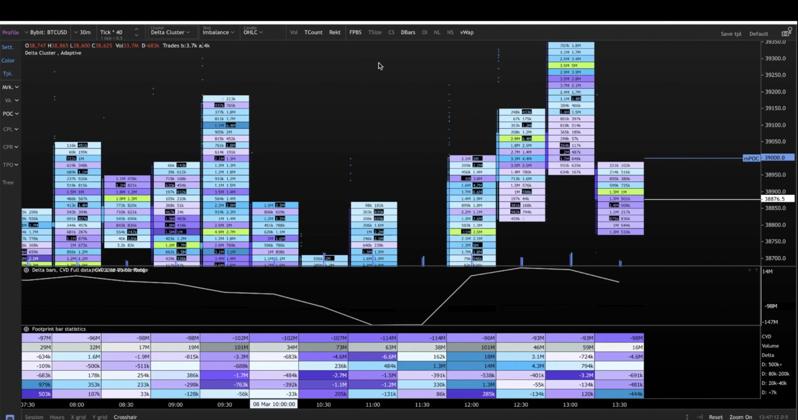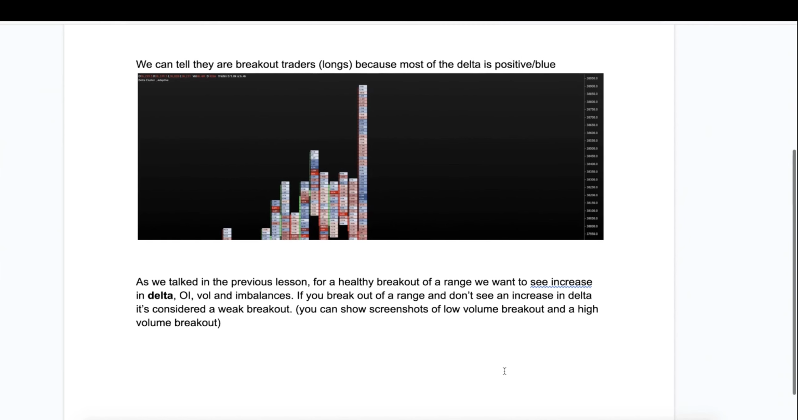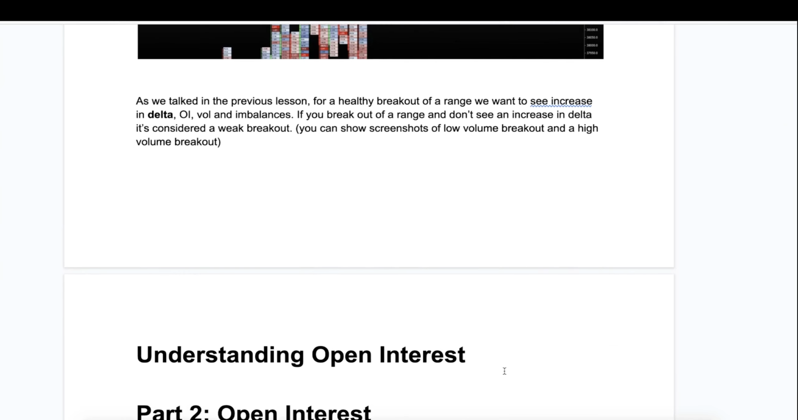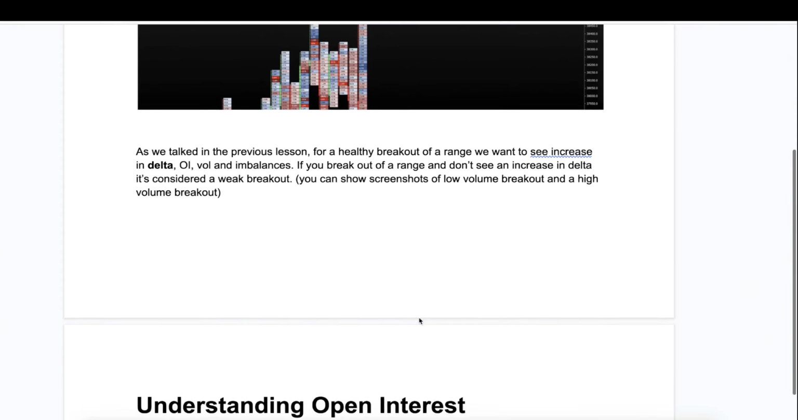You can go back and review the last session if you are interested in learning more about that. But basically, we now need to talk about how to use delta and open interest together to determine if we are actually going to break out, or how we are actually going to identify a good trade setup, okay?